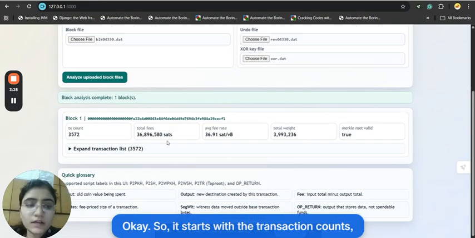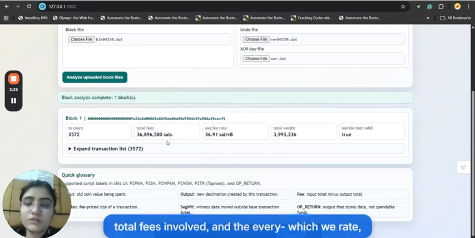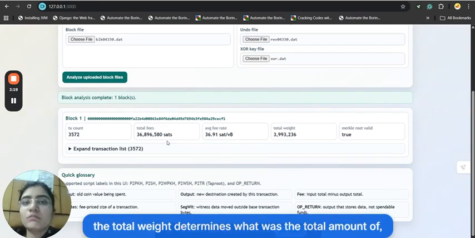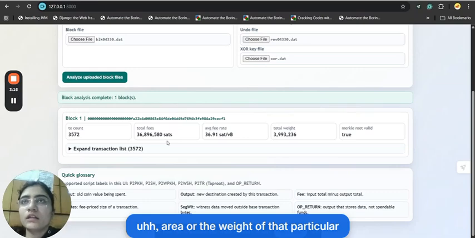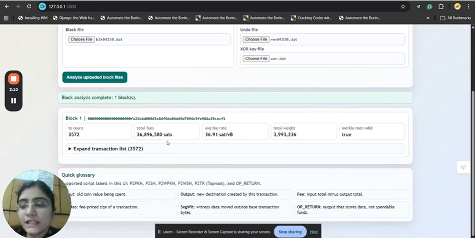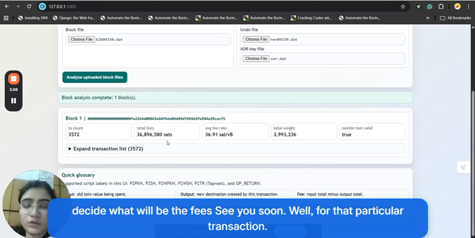Okay, so it starts with the transaction count, total fees involved, and the average fee rate. The total weight determines the total area or weight of that particular transaction, and the weight per unit, vbytes, decides what will be the fees involved for that particular transaction.